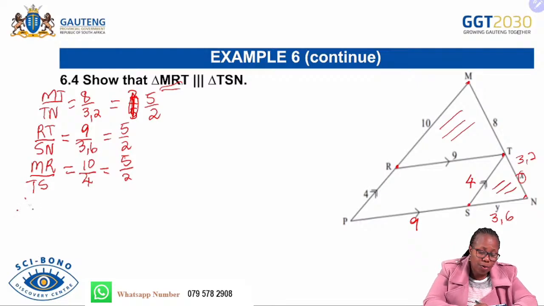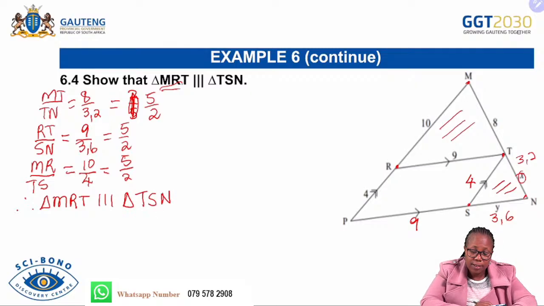Therefore, we can conclude that triangle MRT is similar to triangle TSN. Reason being, sides of triangles in proportion.